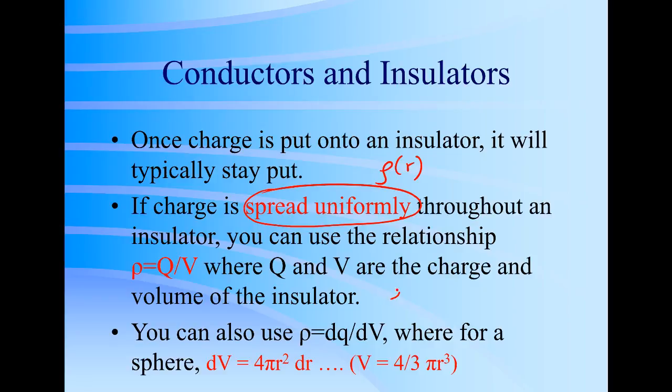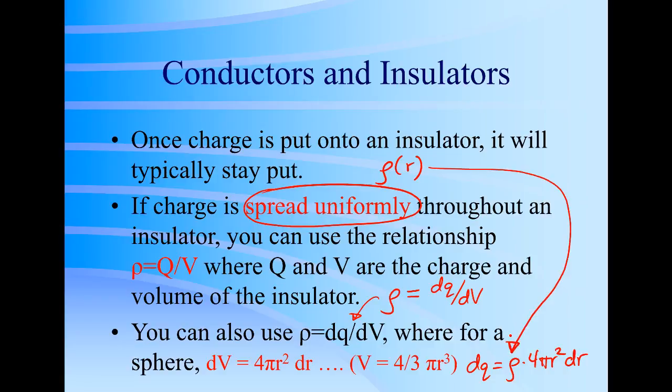But the simple answer is that you can write rho is equal to dq/dV, and that's what we have right here. For a sphere, dV is equal to 4 pi r squared dr. So that means dq is equal to rho times 4 pi r squared dr. Typically rho will be a function of r, so then you're able to go from there.